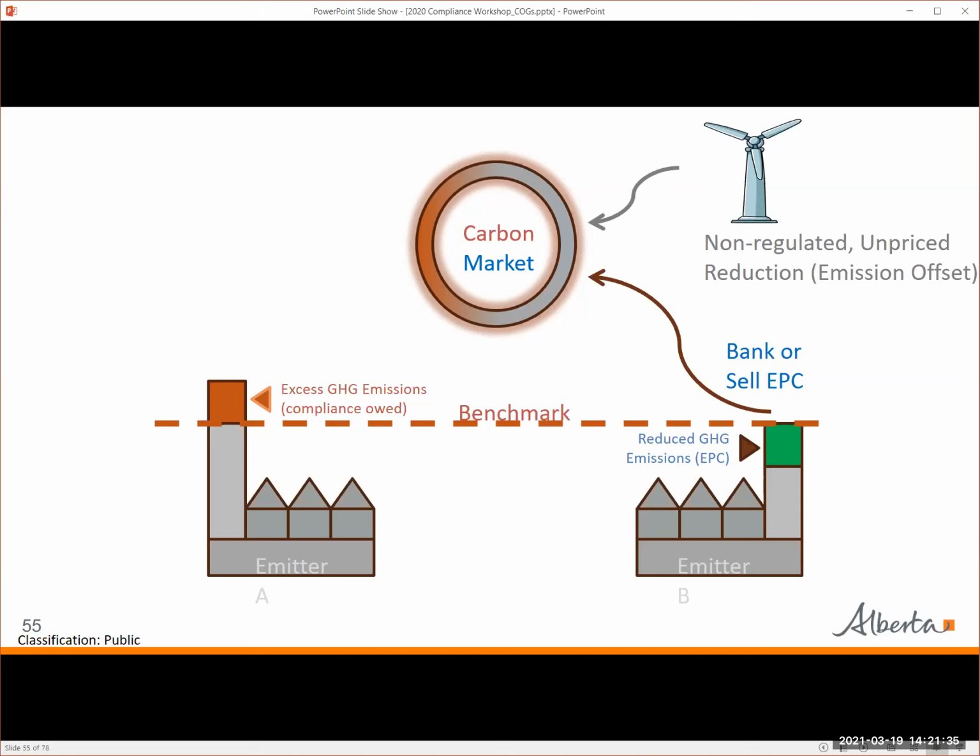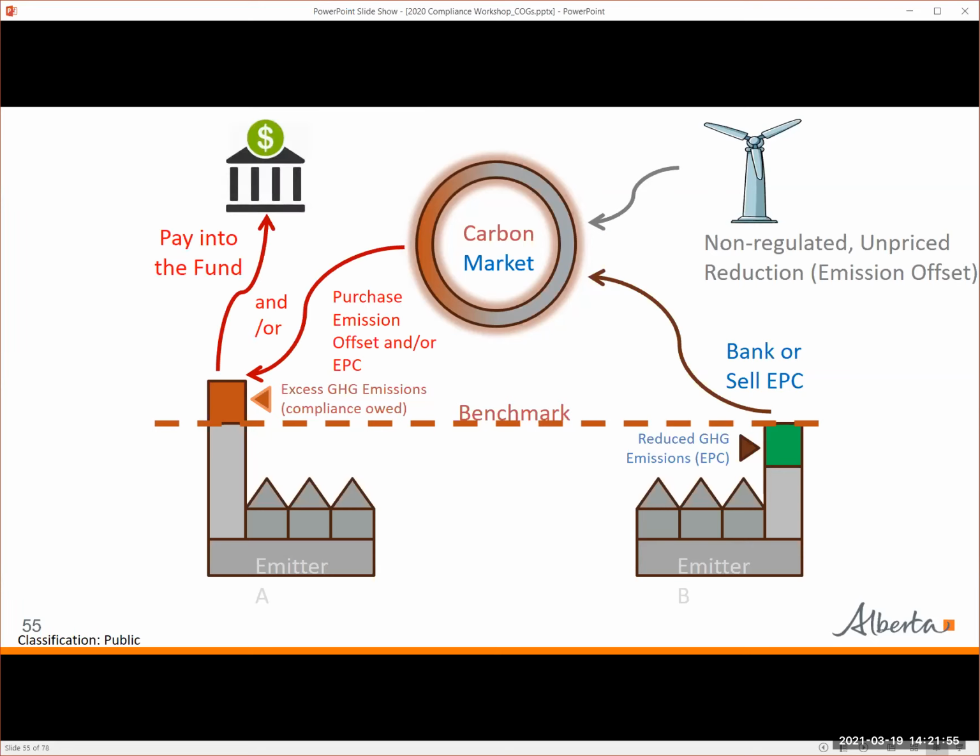We are going to jump into a little more detail about the offset system, and I'm going to turn it over for a second to Jason. Jason's one of our emissions offset policy advisors in the Climate Implementation and Compliance branch. Thanks, Peter. John, I think we'll just need to click a few times on the slide.